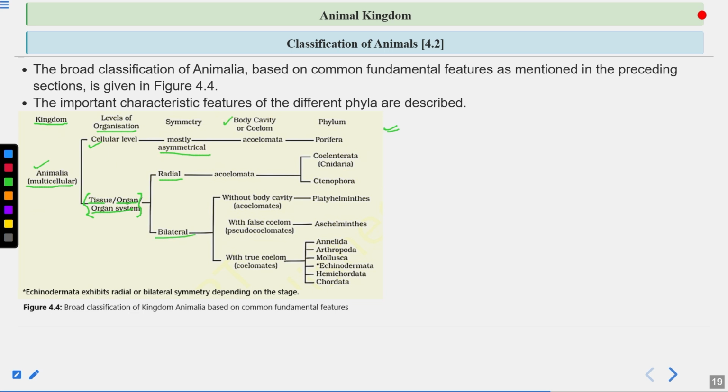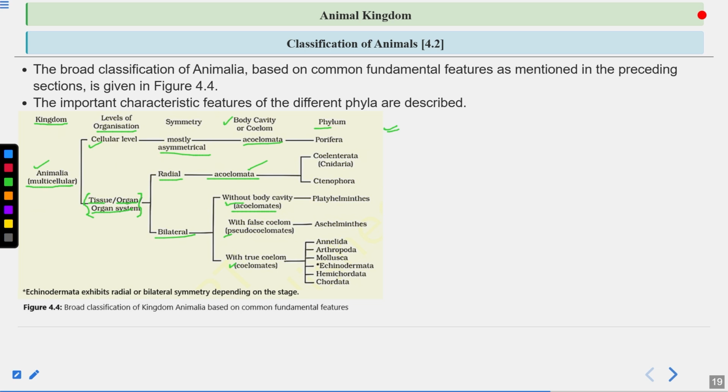Okay, coming to the body cavity, in Porifera no coelom is found. Radial also, no coelom is found. And bilateral, we are having one category without any coelom, one category with pseudocoelom, and one category coelomates, with a true body cavity, right?